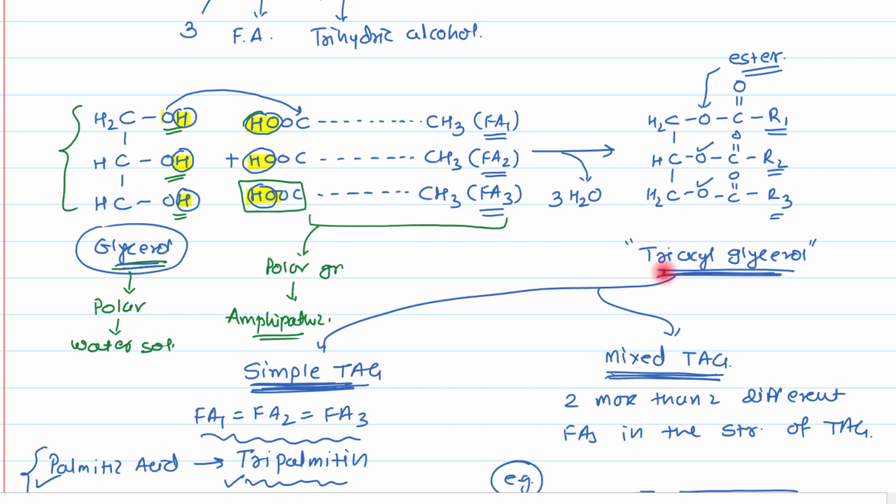Okay, and what happens in the triacylglycerol? In the triacylglycerol, all this polar group is binding with another polar group of another molecule. So now there is no polar group in this compound. So your triacylglycerol is non-polar. Why? Because all the polar groups have participated in the bond formation, so there is no free polar group.